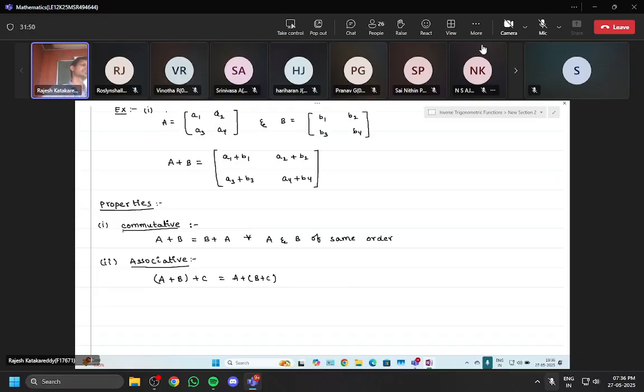In matrices, the identity element exists. Can you tell me what the identity element is in matrices, or the identity matrix for addition? Not normal, not right. Sorry? Null matrix, perfect. A matrix plus the null matrix equals the matrix itself. Null matrix, all zeros.